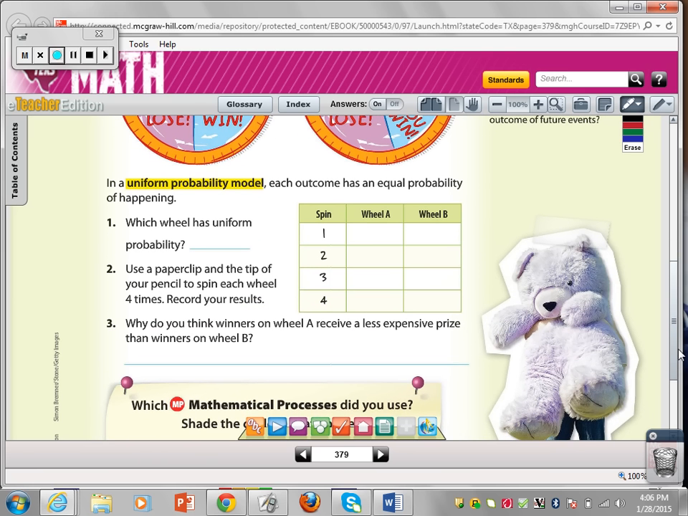So if we continue here, which wheel has a uniform probability? Well, we see here that it's wheel A, right? Use a paper clip and the tip of your pencil to spin each wheel 4 times. Record your results in this table.